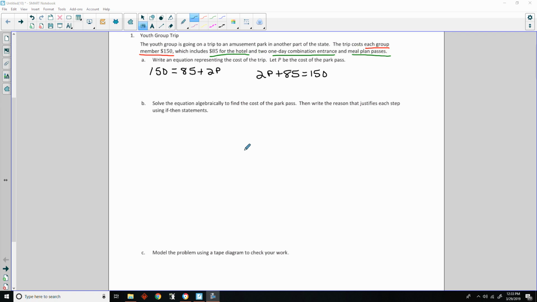Part B says solve the equation algebraically to find the cost of the park pass, then write the reason that justifies each step to the statement. So let me just bring this over here. There's our original. Okay, so then what I'm going to do is subtract 85 from both sides. I'm trying to isolate the variable p. So this would be 150 minus 85, that would be $65. 2p. So 85 minus on both sides, that's the subtraction property of equality.